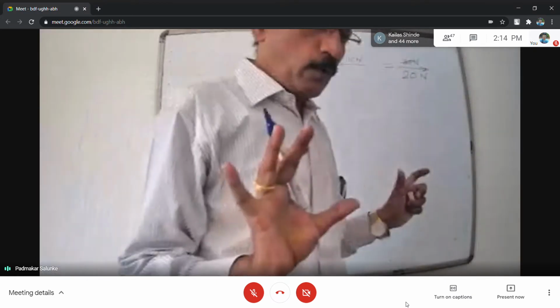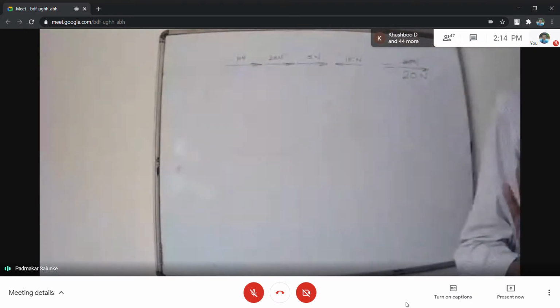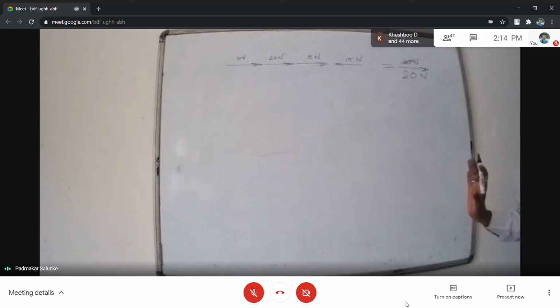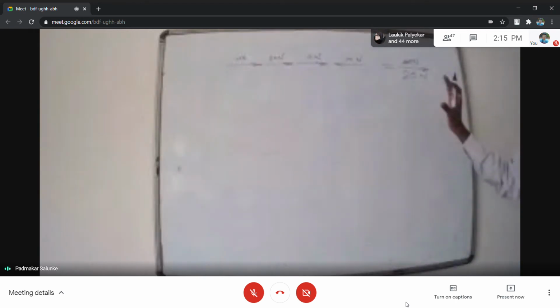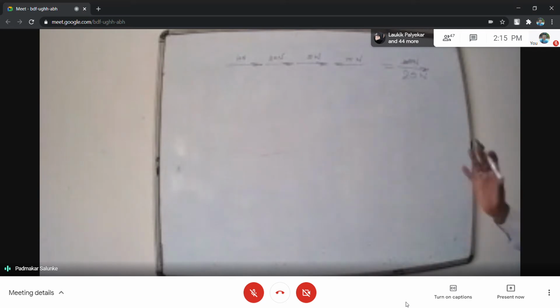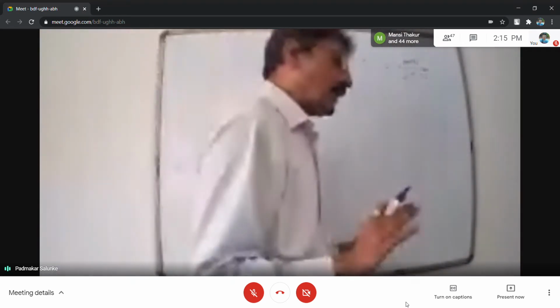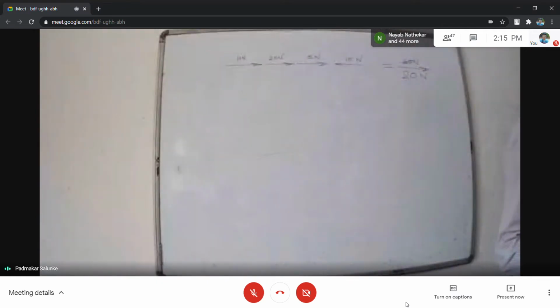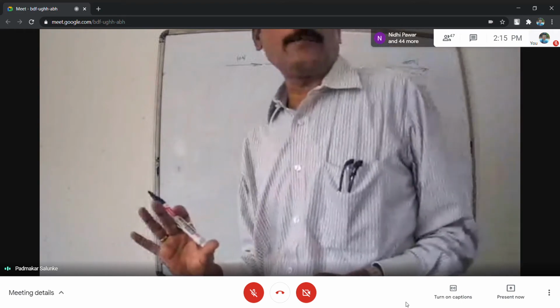So in case of a collinear force system, finding the resultant is very simple. Nothing you have to do, just go on adding and subtracting, and automatically you will get the answer. Okay, this is so simple. That's why you don't have to solve problems related to collinear. Just go for the next category, that is your concurrent coplanar force system.